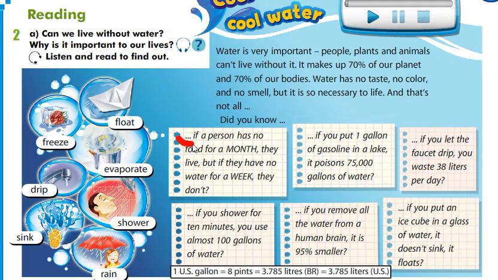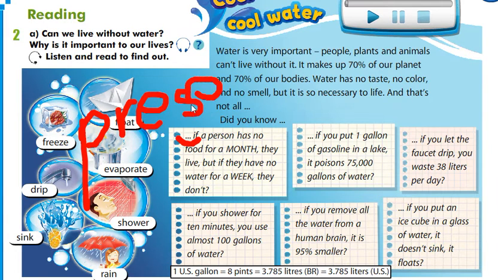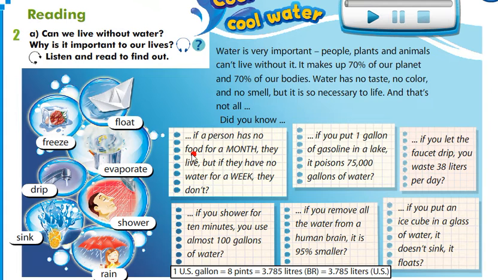As you can see, they start with if, and we use the present simple in both clauses. The present simple is the one that we use in: he plays soccer, I play soccer, etc. So we have here the same verbs that were mentioned before, and we will look at the examples.